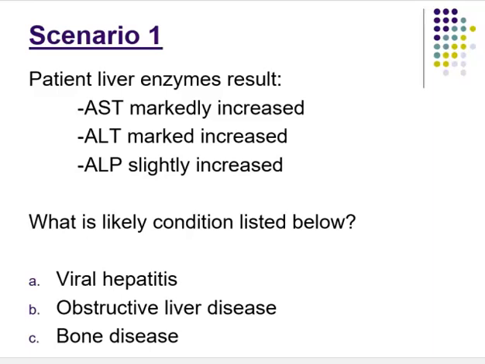So we have a patient with liver enzyme results as follows. You have AST that's markedly increased. You have ALT that's markedly increased. And then you have ALP that's only slightly increased. So which condition listed below is most likely?